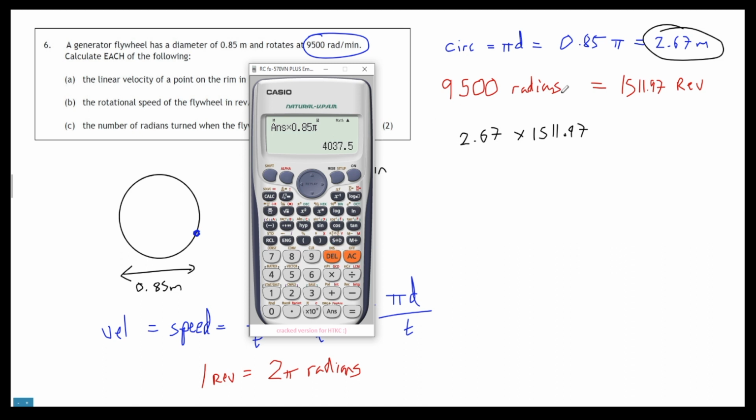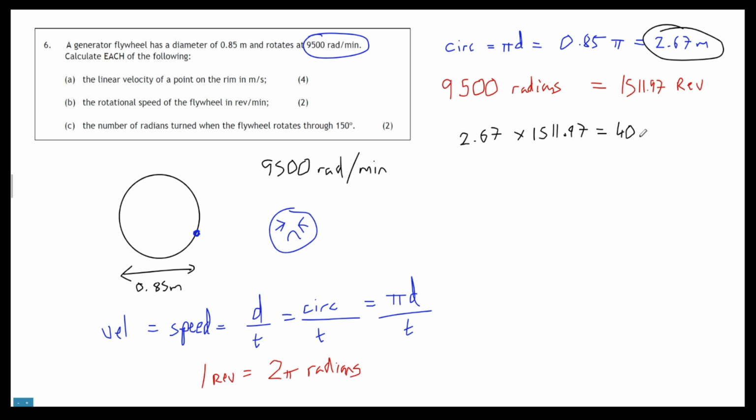So it tells me that it's traveling 37.5 meters in that 1,500 revolutions. It spins around a whole bunch of times, and that blue dot is going to cover 4 kilometers. Look at that, 4,000 meters in a minute. Well, that's pretty fast.